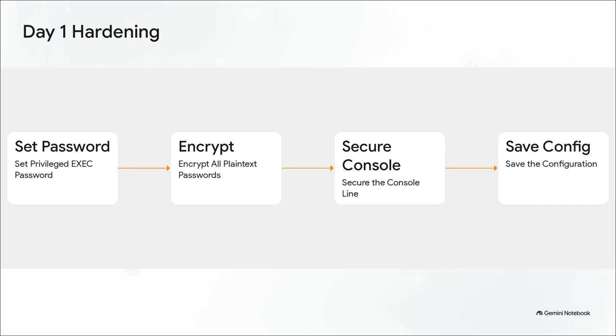Step 1, set your privileged exec password. Step 2, encrypt all passwords. Step 3, secure the physical console line. And step 4, save the configuration. So the crucial point here is why this specific order matters so much. You have to run the password encryption service before you save the config to memory. If you save beforehand, your plain text passwords will be written to the startup config, meaning anyone with physical access could just pull them.